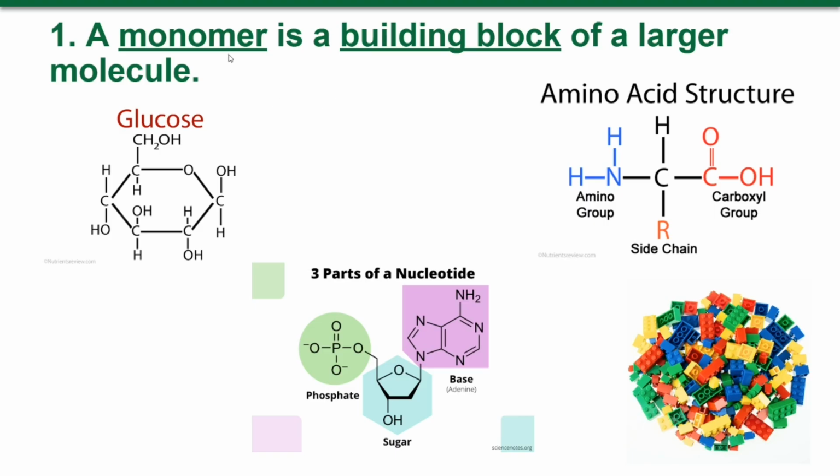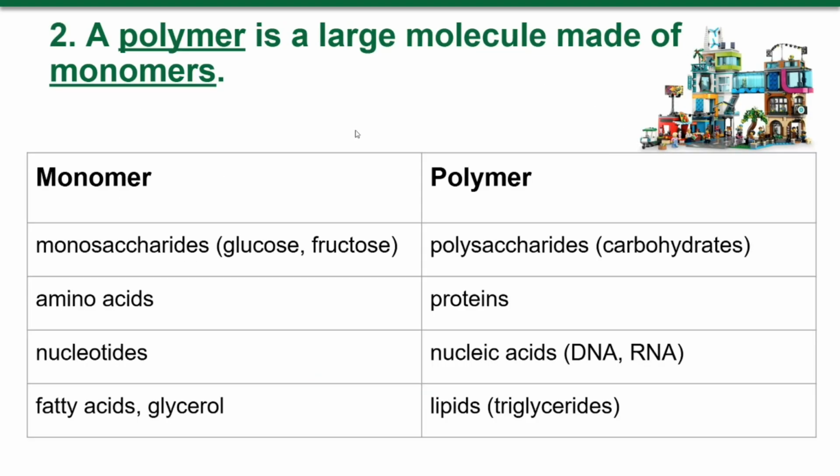And when we combine monomers together, we can actually get something called a polymer. And so a polymer is a large molecule made up of monomers. And so here I have my example of Legos again. When you take those Legos and you assemble them together into a specific shape, you actually make a lot of different things using those building blocks. And so we actually have 4 different types of monomers that will make up 4 different types of polymers.